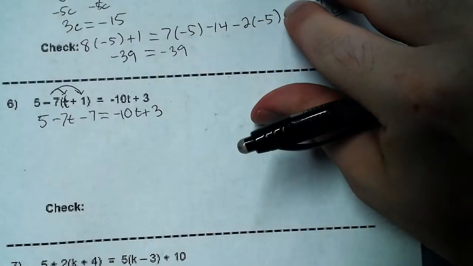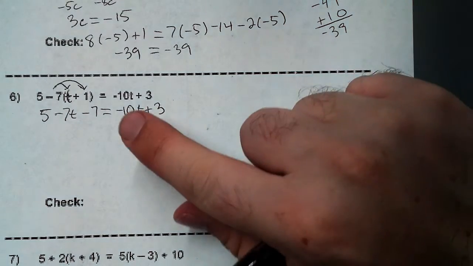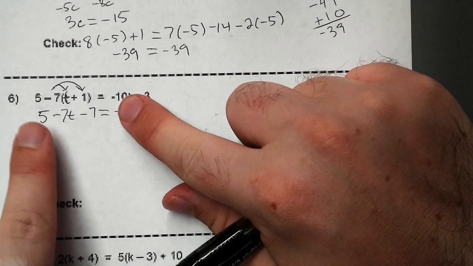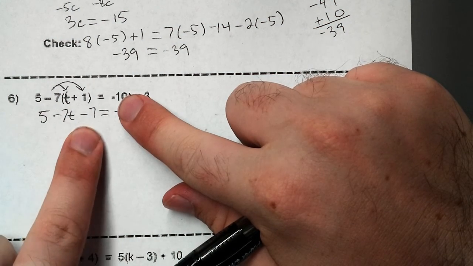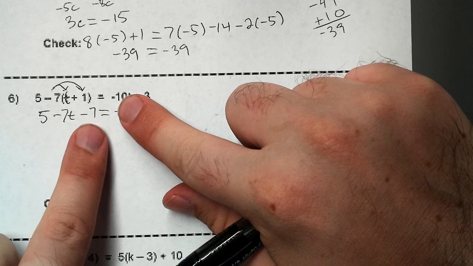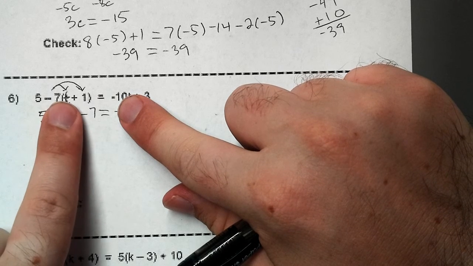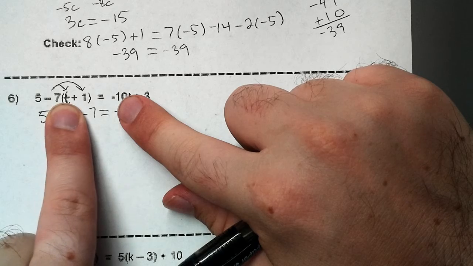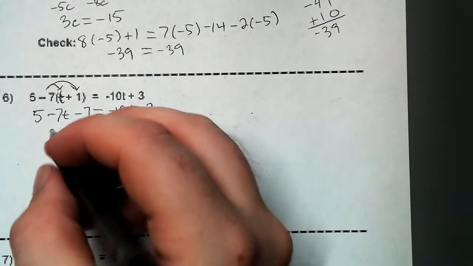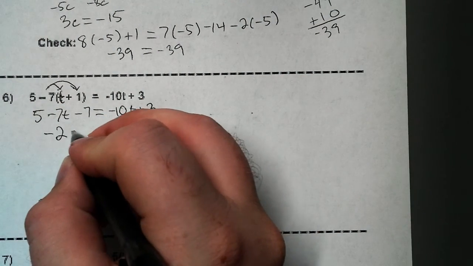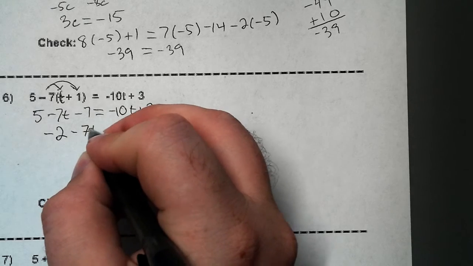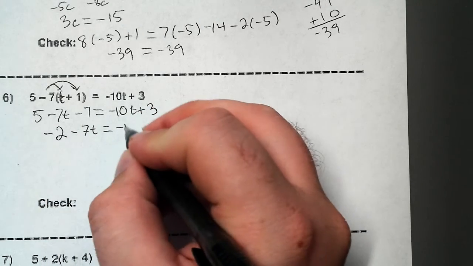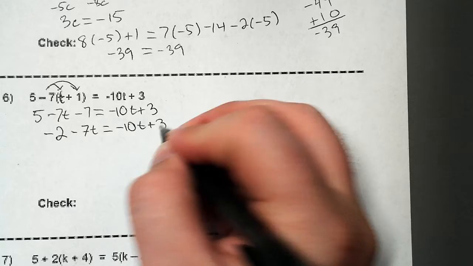Now, do I have any like terms to combine? Look at your left. I do. I've got a regular 5 and a regular 7. So let's do 5 minus 7. When you combine like terms, just use the symbols written. 5 is positive, minus 7, which will give us negative 2 minus 7t equals negative 10t plus 3.